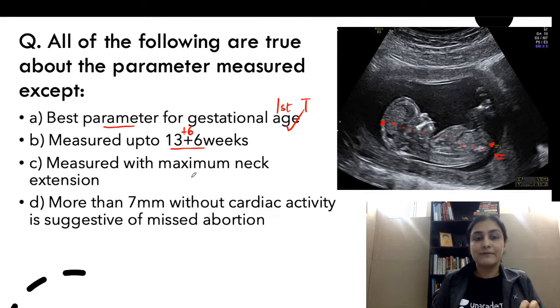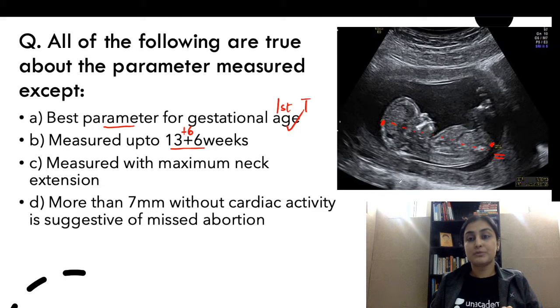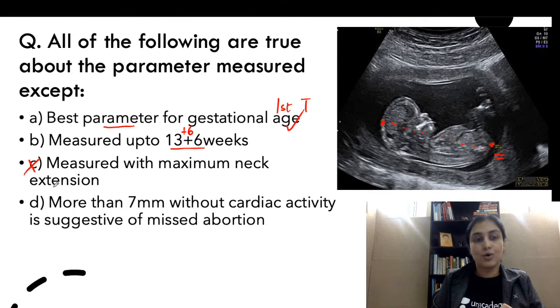So that is why we always take care, when measuring the crown rump length, that the neck should be in neutral position. There should be no flexion or extension. The baby's neck should be neutral, as you are seeing here. Alright, so this statement is wrong here. It is not measured in maximum neck extension; it should be neutral. And again, what kind of plane have we chosen? As you can see, this is a mid-sagittal plane. Correct. We choose the mid-sagittal plane of the fetus and we measure the crown rump length.